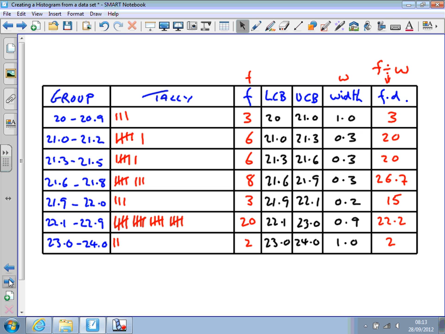So now we're in a position to plot our histogram, and what we need to plot is on the y-axis the frequency density, which is this column here, and on the x-axis we're going to plot these values, the lower class boundary and the upper class boundary. So we're going to start our bar on the lower class boundary and then finish it on the upper class boundary.